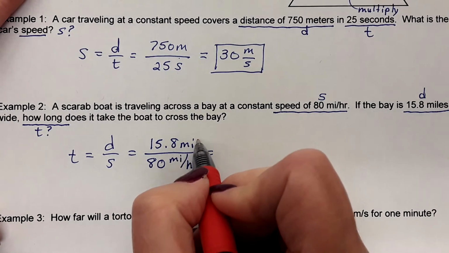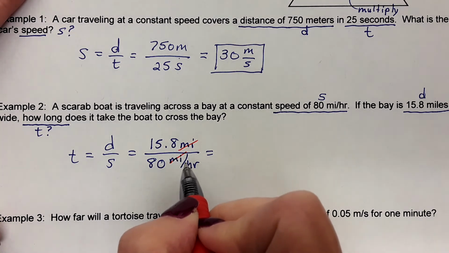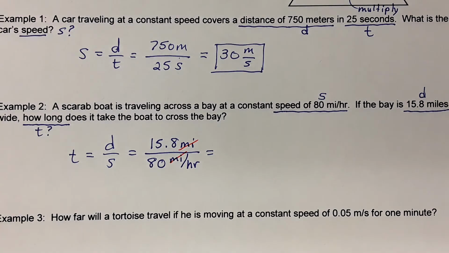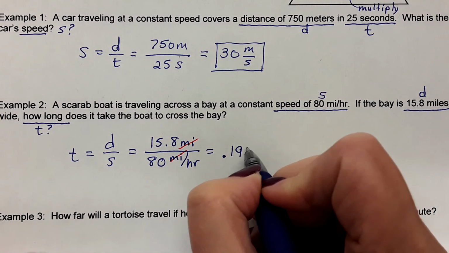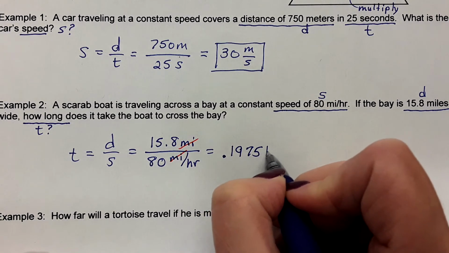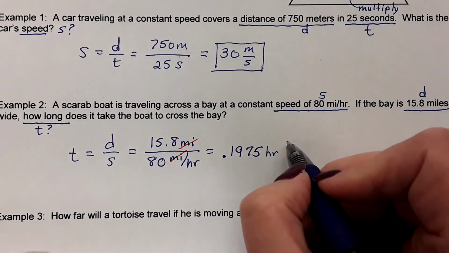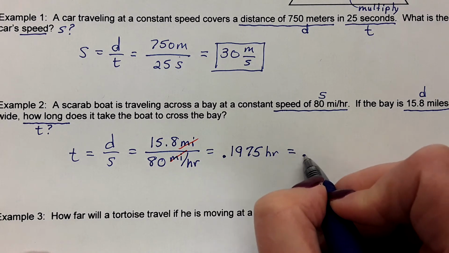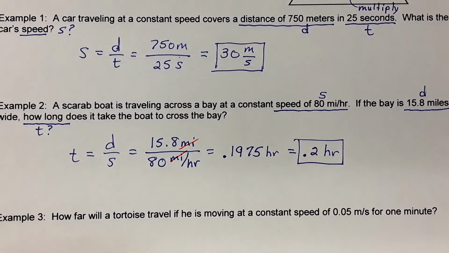Notice the miles will cancel. The hours, since it's in the denominator, it'll pop up to the top and we'll be left with hours of time. If you put that in your calculator, you're going to get this weird number. Go ahead and try it and see. Now, what should we do with that? Well, that looks kind of weird. So if you don't mind, I'm going to round it. Since 7 is bigger than 5, we can round and we can say 0.2 hours. And that's fine. Okay? All right.